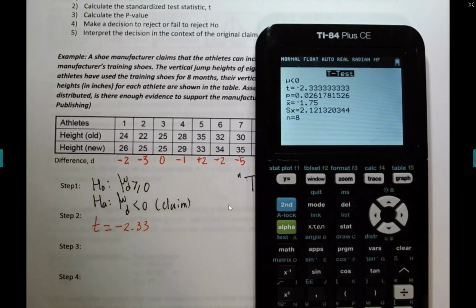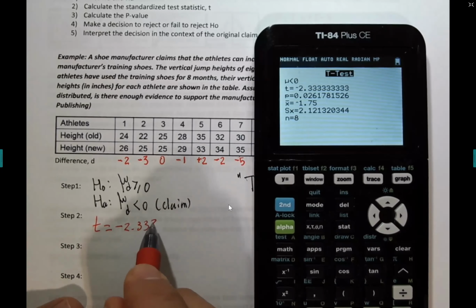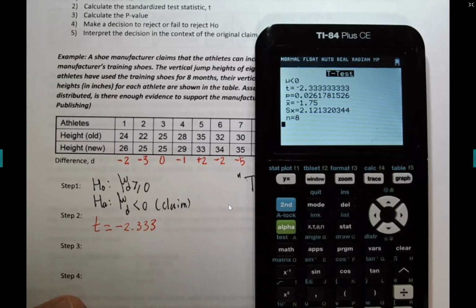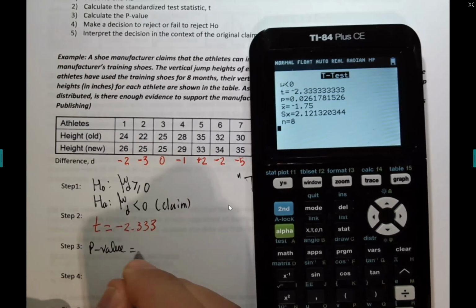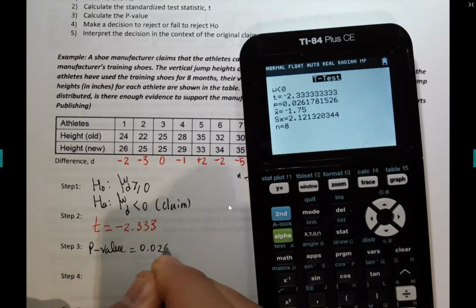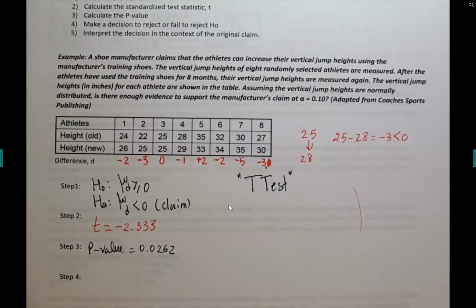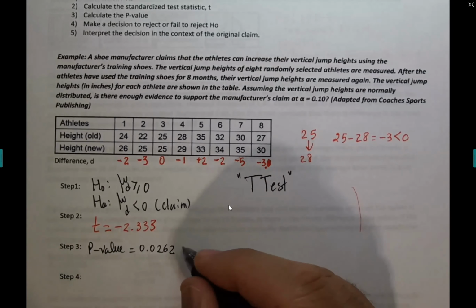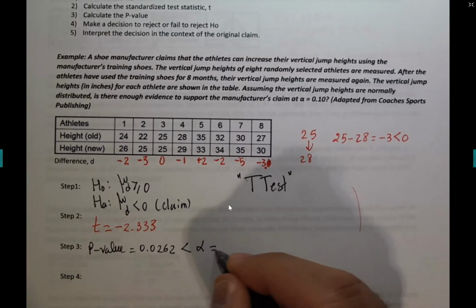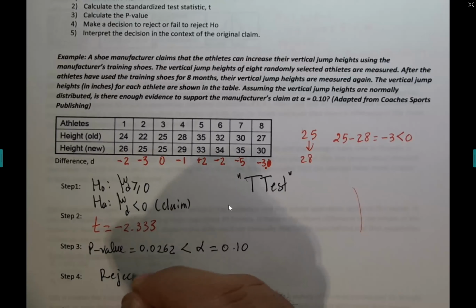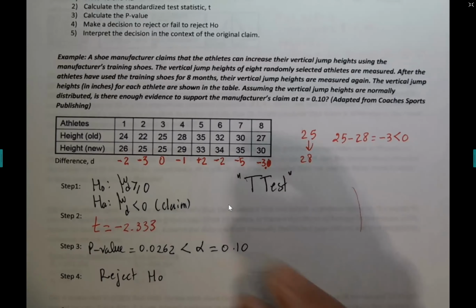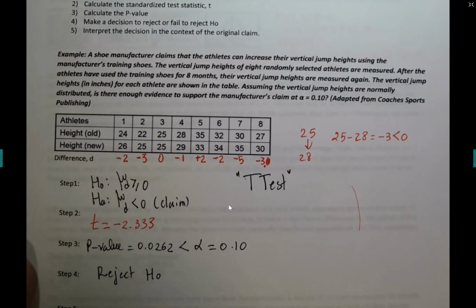-2.333. All right, 3 decimal places. The p-value, guys, you can see is 0.0262, four decimal places. And that's all I need. Alpha is 10%. That's less than alpha, guys. Nothing new now. The only thing that is new is how to set up the null and the alternative hypothesis.